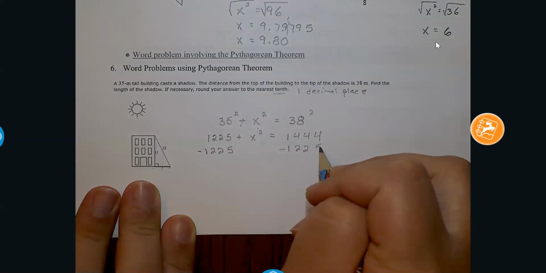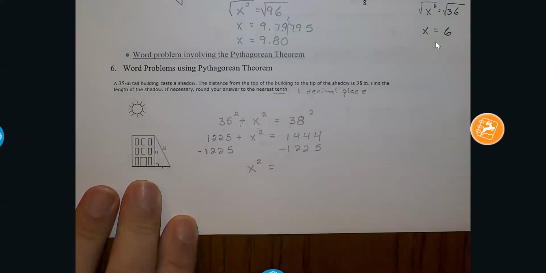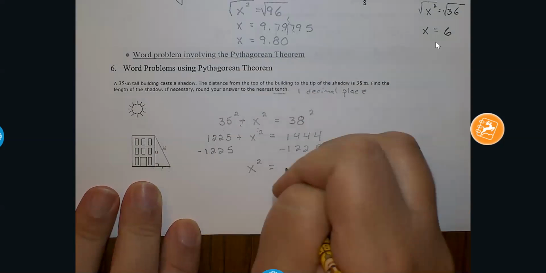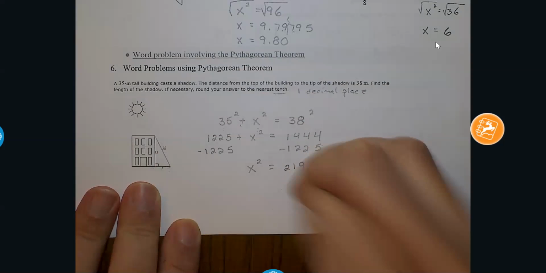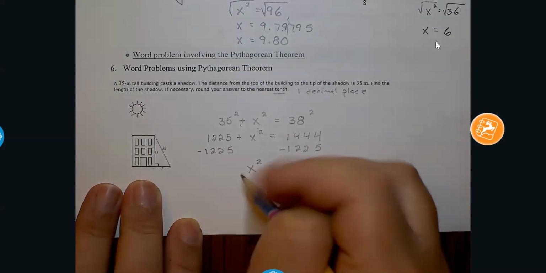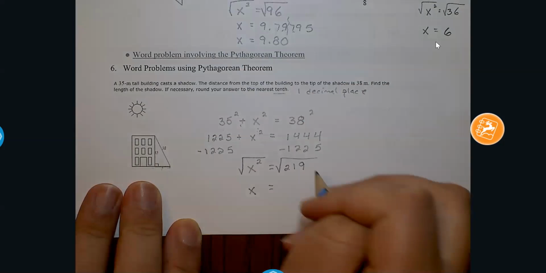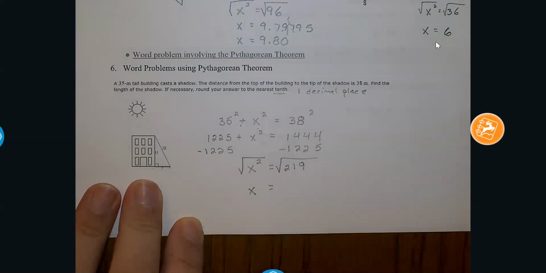Now to get x squared by itself, I have to subtract 1,225, and 1,444 minus 1,225 would give us 219. So x squared equals 219. To get x by itself, I have to take the square root of each side. So x would equal the square root of 219.